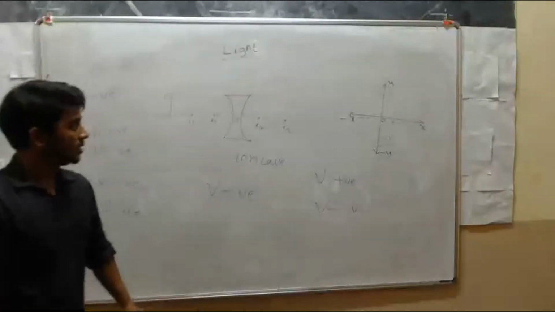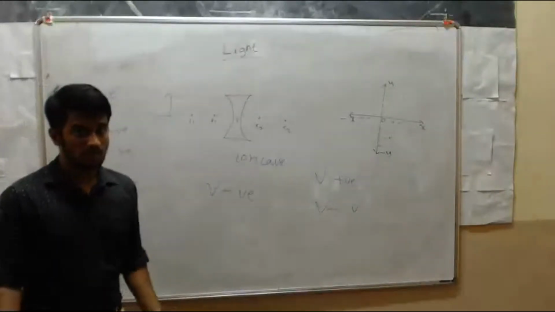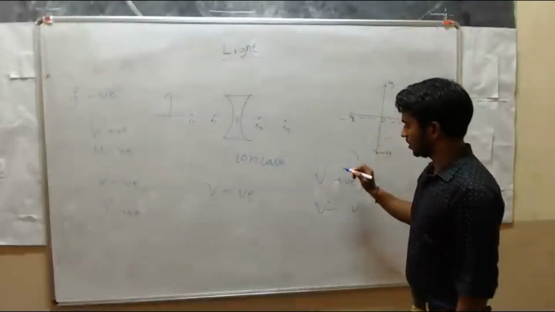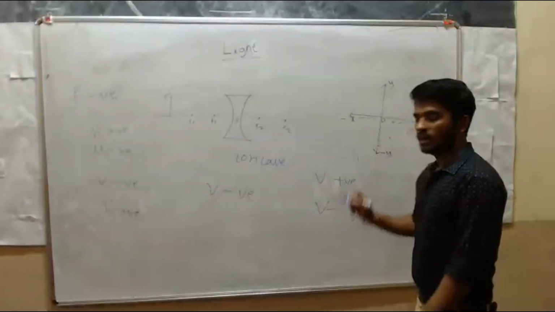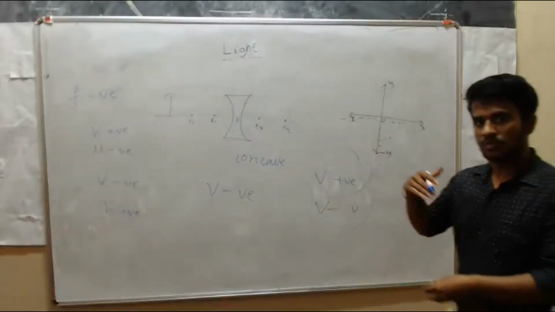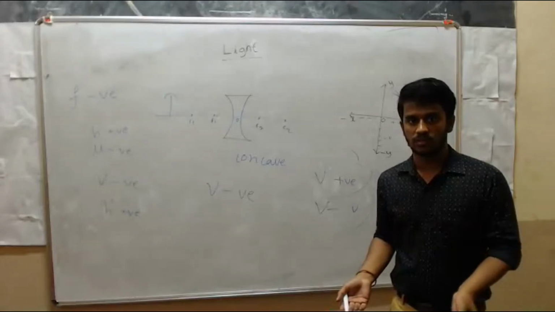But for a convex lens, sometimes you may get v in positive, sometimes in negative. Why? Because the images formed by a convex lens are sometimes virtual and sometimes real.